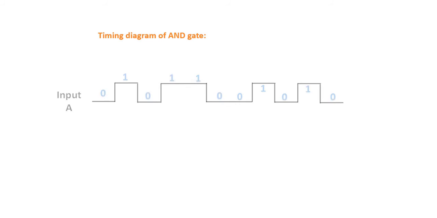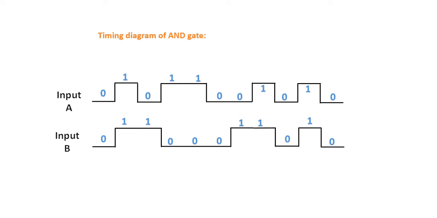Come to the timing diagram of the AND gate. We know the timing diagram represents the graphical structure of the input and output. To draw the timing diagram for the two input AND gate, first of all we need the graph of input A and input B. Suppose this is my input A and this is my input B. Here I have written the numbers 0 and 1, which represent the low and high states of the inputs. From the figure you can see that input A changes its value at some points from low to high, and input B also changes its value from low to high or high to low.